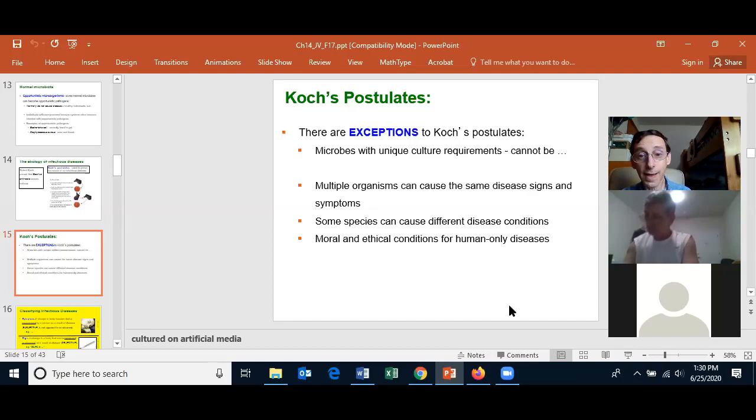We can grow it on a cat, we can grow it in people, but we can't grow it in the lab. So we can't use Koch's postulates on that. And what do you do if multiple organisms cause the same disease? So you see multiple organisms causing in people the same disease signs and symptoms. Then you can't use Koch's postulates.